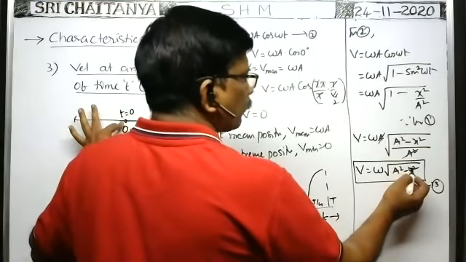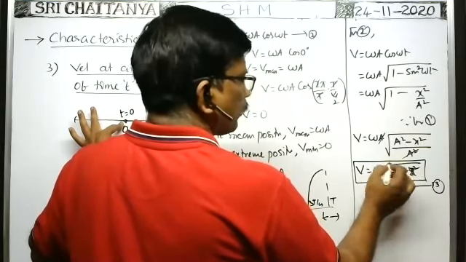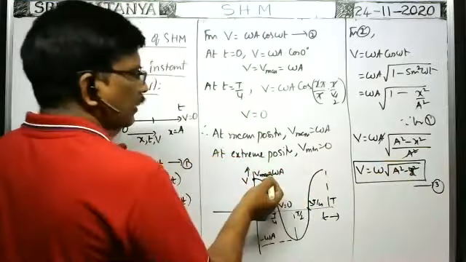You put x equal to 0. When you put x equal to 0, then root a square only is there. That means omega into a. That is the maximum velocity.